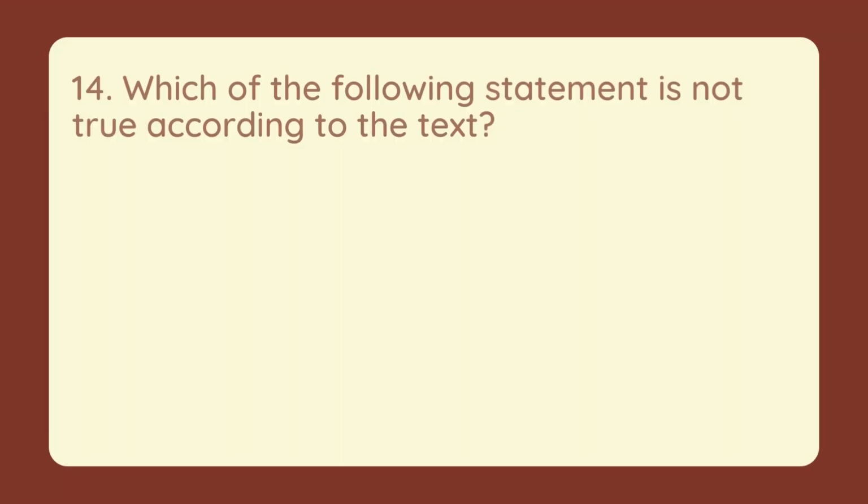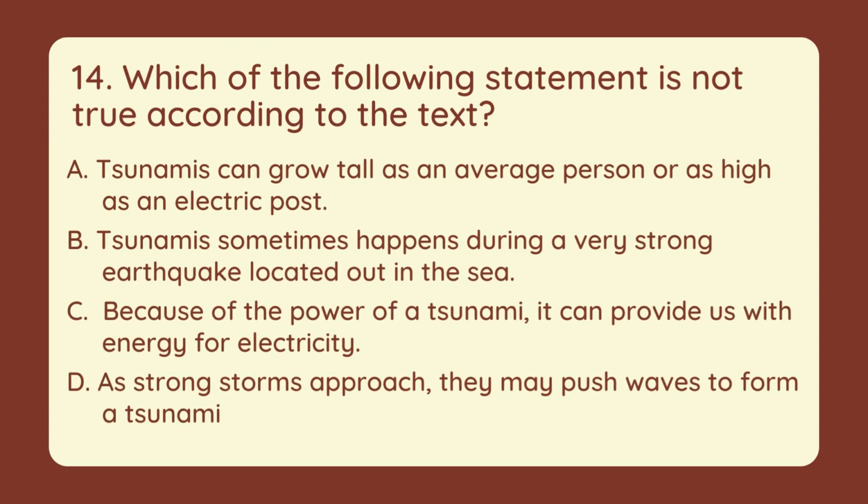Number 14. Which of the following statements is not true according to the text? A. Tsunamis can grow as tall as an average person or as high as an electric post. B. Tsunamis sometimes happen during a very strong earthquake located out in the sea. C. Because of the power of a tsunami, it can provide us with energy for electricity. D. As strong storms approach, they may push waves to form a tsunami.